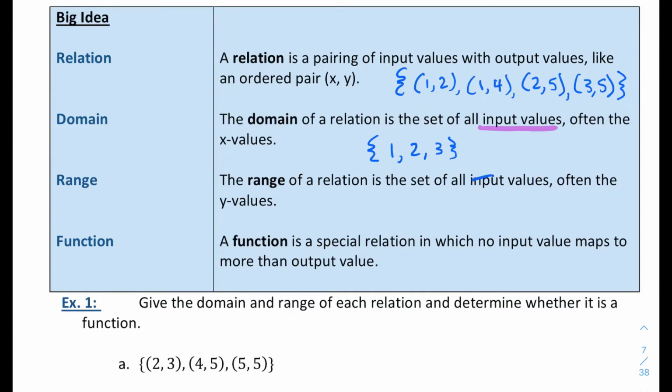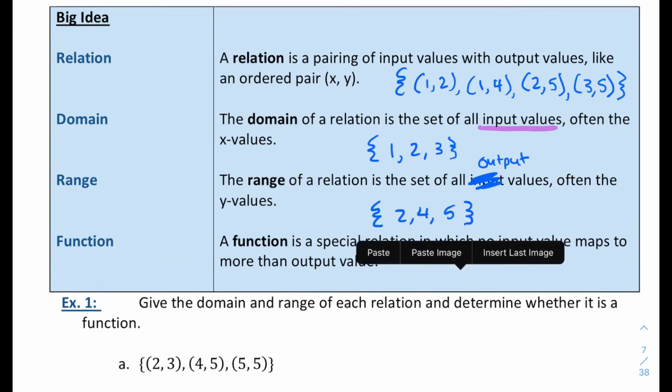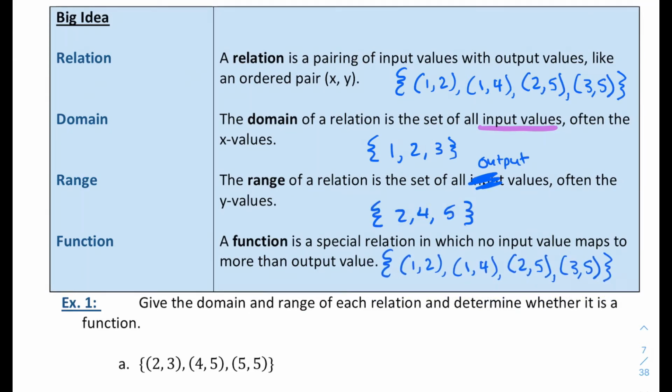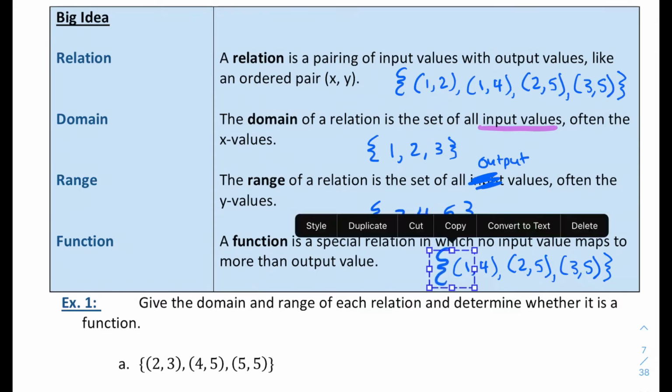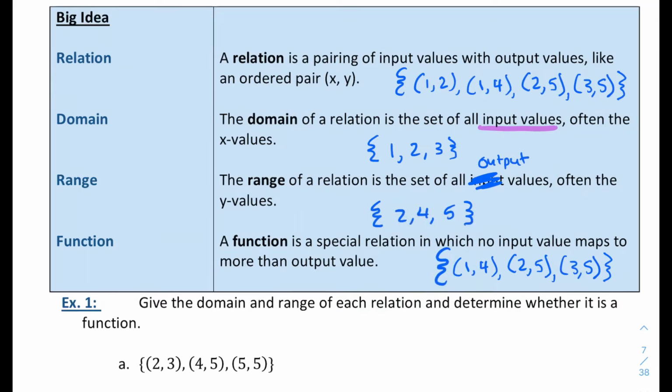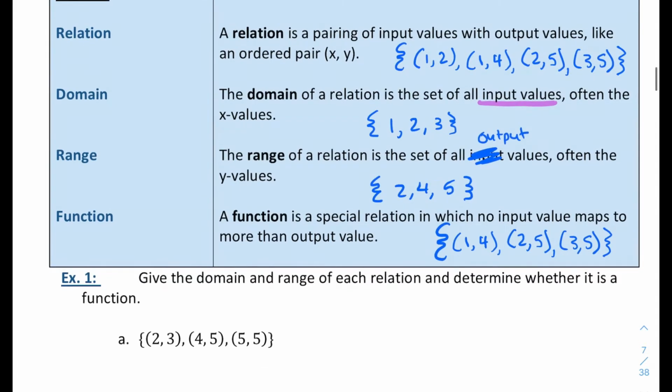And your range is the set of all output values, which for this one would be 2, 4, and 5. You don't have to repeat 5 twice. Now this one is not a function because it has an input value of 1 that maps to both 2 and 4. So we're like, well, if I start at 1, where am I supposed to go? I could make it a function by just removing that ordered pair that repeats my same x value. So that's a quick little refresher of relations and functions.